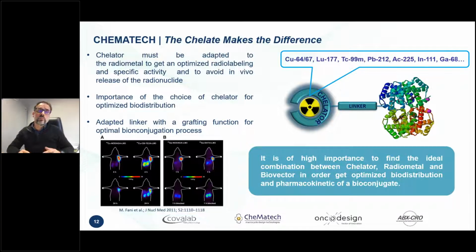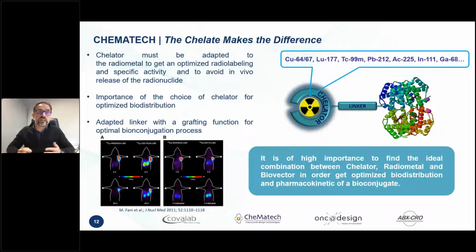But beyond the radiolabeling reaction, the choice of the chelator can have an impact on the properties of the radiotracer in terms of pharmacokinetics and biodistribution. So many parameters can affect the in vivo properties of the tracer, such as the global charge, the geometry, and the lipophilicity of the chelator.